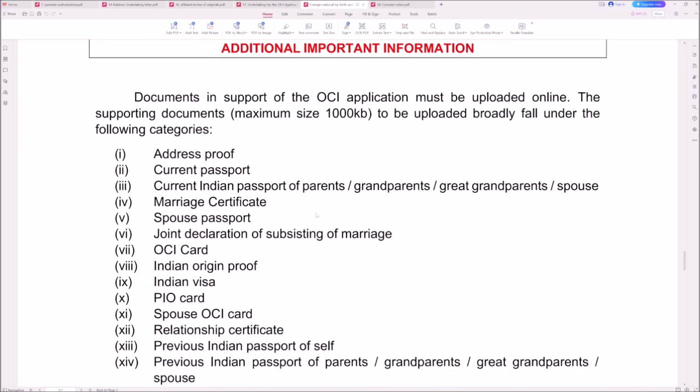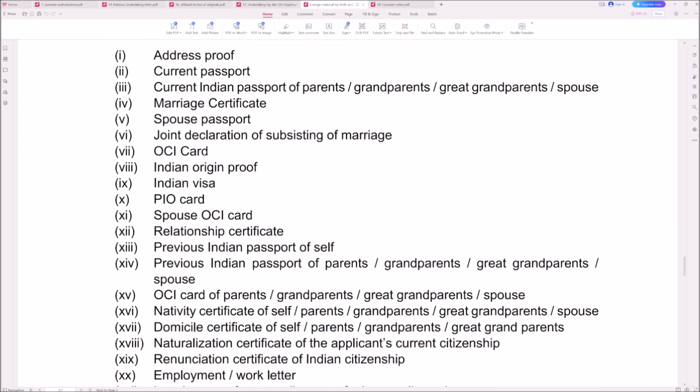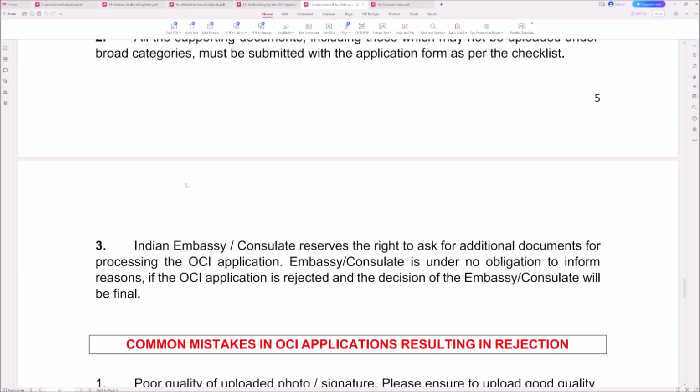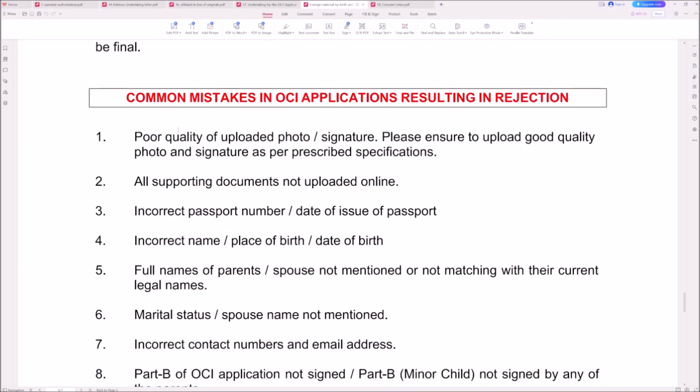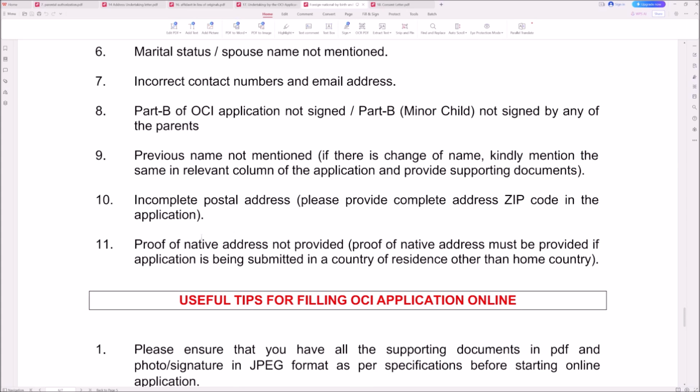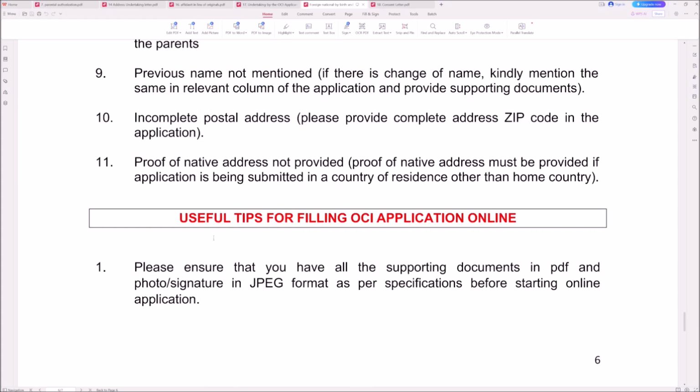Then at the end of the checklist, there is the summary of the supporting documents that you can send. Some might not be applicable in your case, so you can skip them. And then finally, there are some common mistakes in OCI applications resulting in rejection. So you need to make sure that you are not making these mistakes.